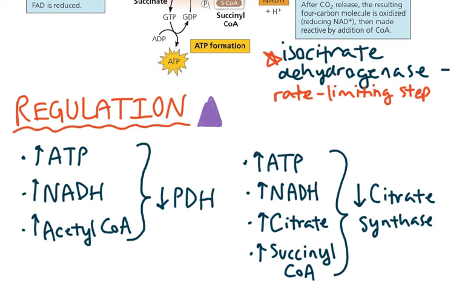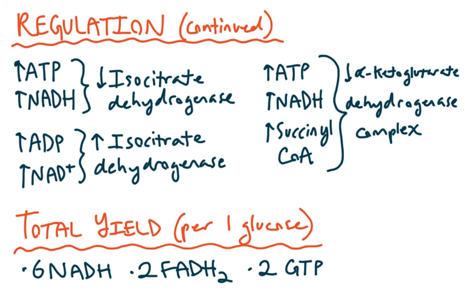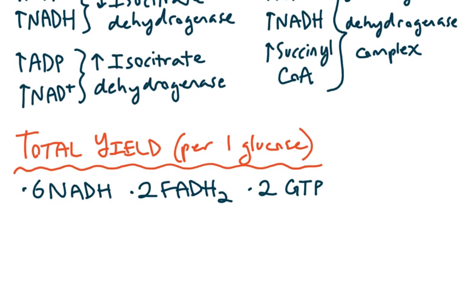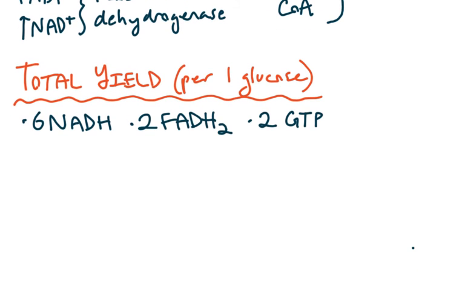If you need to take time to look over these regulatory mechanisms, go back in the video, screenshot them, and put them in your notes. But at the end of this whole thing, we are going to get 6 NADH, 2 FADH2, and 2 GTP, and this is for 2 turns of the cycle, because if we start with 1 glucose, we get 2 pyruvate, right? 2 pyruvate, 2 acetyl-CoA, 2 citrate, and so on. So we are going to get twice everything. And then we're also going to get some CO2, but those really aren't useful to us.